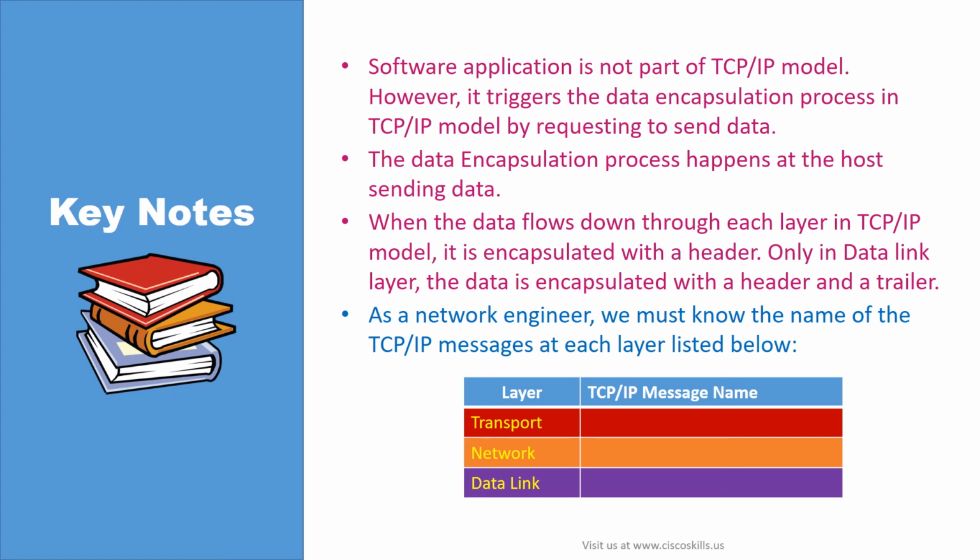As a network engineer, we must know the name of TCP/IP message at each layer listed below. At transport layer, it is called segment. At network layer, it is called packet. And at data link layer, it is called frame.